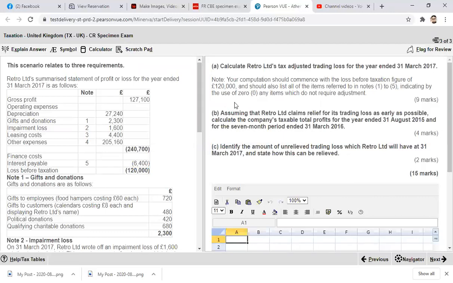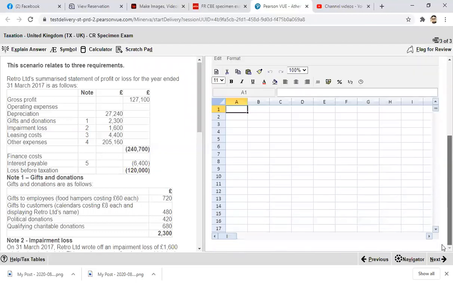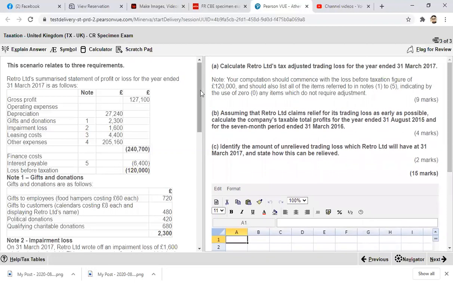And it should list all of the items in notes 1 to 5, indicating by the use of 0 any item which does not require adjustment. So the first part is a tax adjusted trading loss question. In the next part, we have to identify the loss relief available. And in the third part, we have to identify the amount of unrelieved loss and state how this can be relieved. So it's a 15 marks constructed response question, for which we have an Excel response sheet. So let's move to the question.